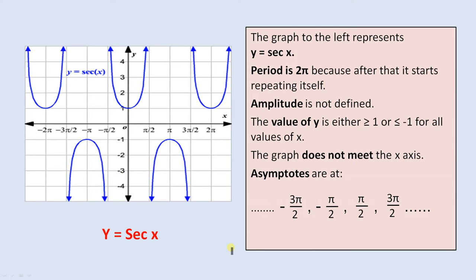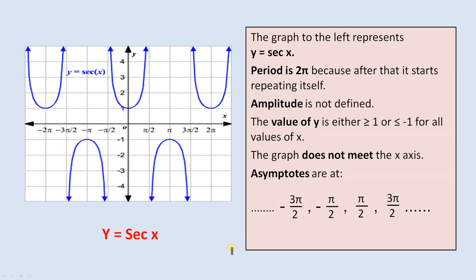The graph to the left represents y equals sec x. The period is 2 pi because after that it starts repeating itself. Again, the amplitude is not defined. The value of y is either greater than or equal to 1 or less than or equal to minus 1 for all values of x.